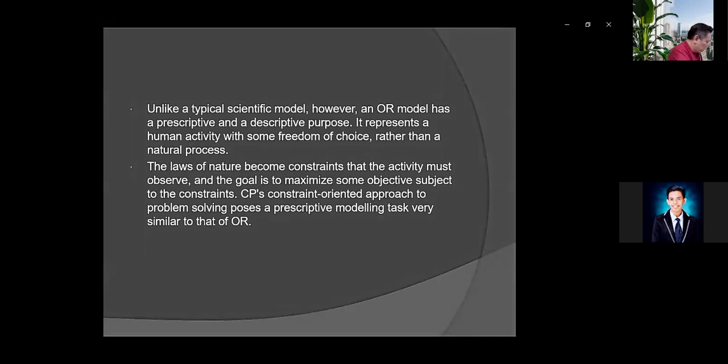Unlike a typical scientific model, however, an OR model has a prescriptive as well as descriptive purpose. It represents human activity with some freedom of choice rather than a natural process. The laws of nature become constraints that the activity must observe, and the goal is to maximize some objective subject to the constraints. CP's constraint-oriented approach to problem solving poses a prescriptive modeling task that is very similar to that of OR.